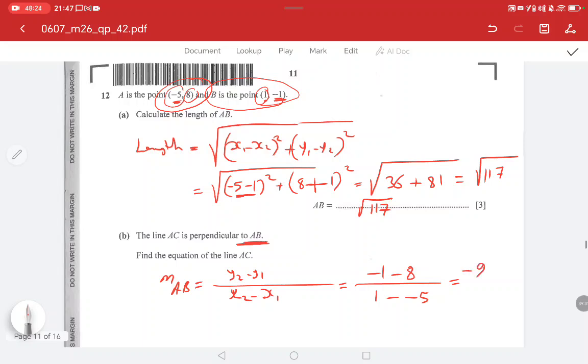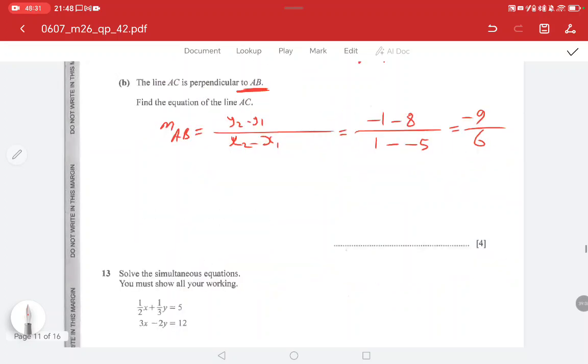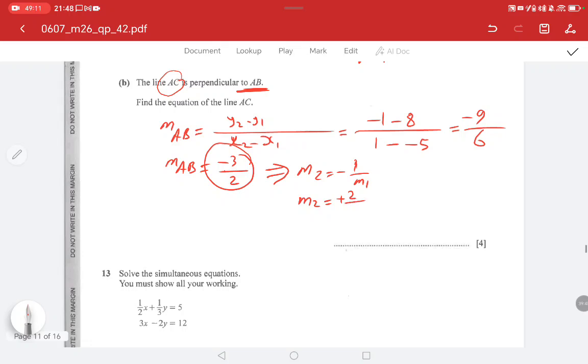Please take care about signs. So minus 9, and here 1 plus 5, which is 6. Let's simplify. If you divide by 3, we get minus 3 over 2. This is the gradient of AB, but they said AC is perpendicular. So in this case we have to find the other gradient. You know that M2 equals negative 1 over M1. In different words, I usually like to say it's the negative of the reciprocal. Change the sign: if it's negative, make it positive. And then take the reciprocal, instead of 3 over 2, make it 2 over 3. So this is the gradient of AC.